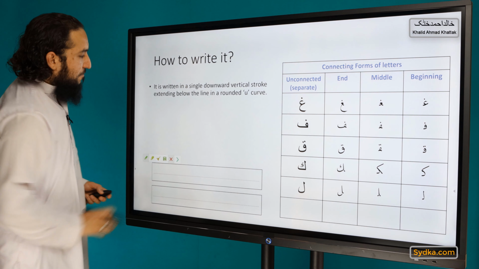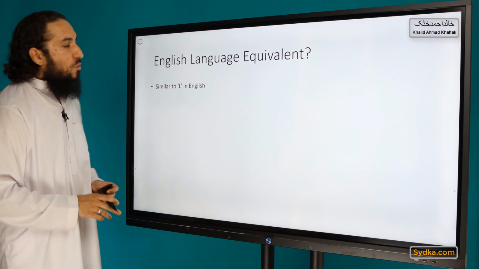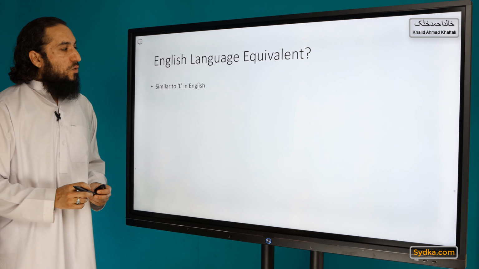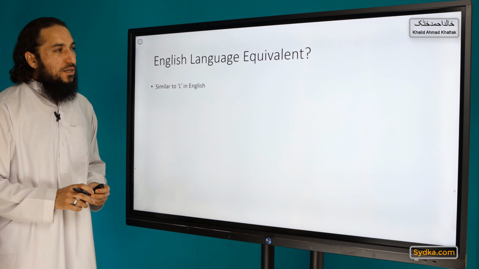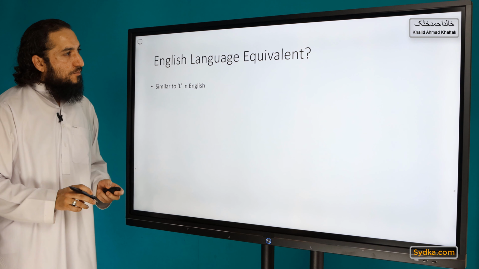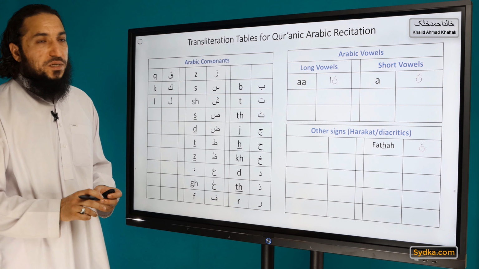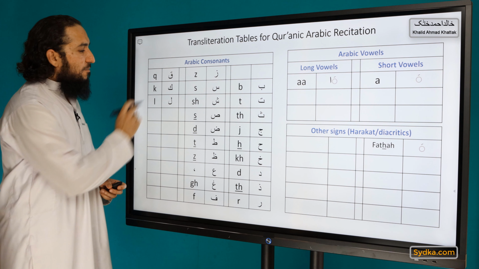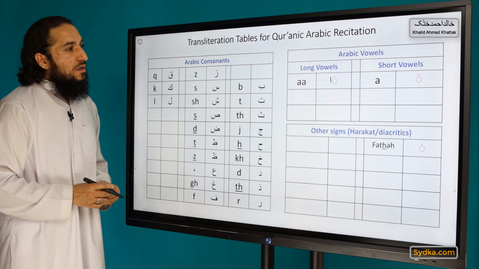Next, what is the English equivalent for lam? It is L, and the sound of L is equivalent to lam. And for transliteration purposes, we will be using L as well to represent lam in Arabic text.